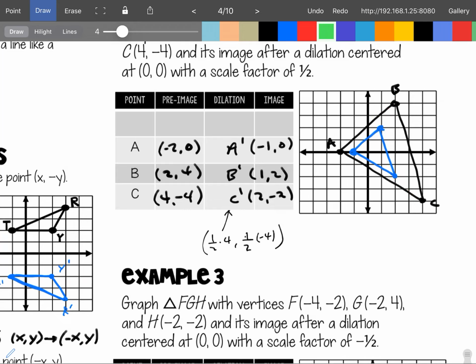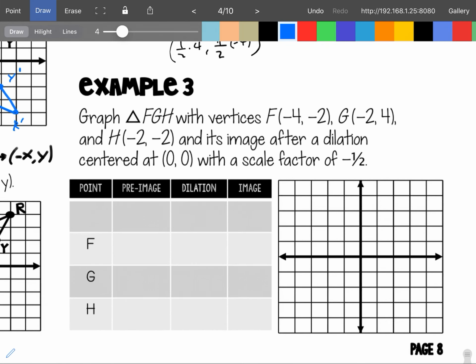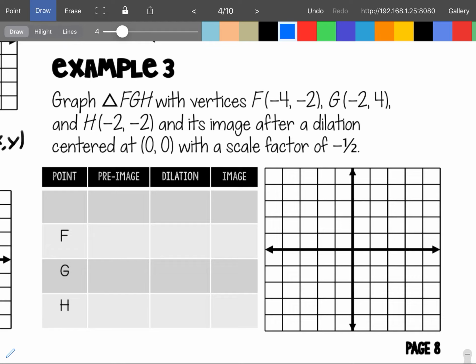Let me take all that out of there for you guys. Okay, so let me label these points real quick. So again, this was B prime, this one was A prime, and this one is C prime. All right, so that's how you do a dilation. I don't know if I'm going to go through all of example 3, but maybe I'll do one of the points just so you guys can see it.